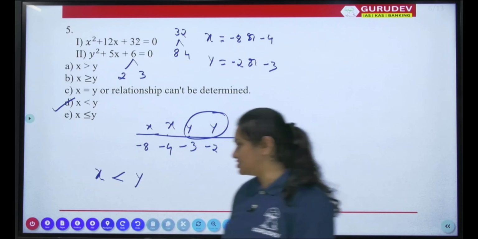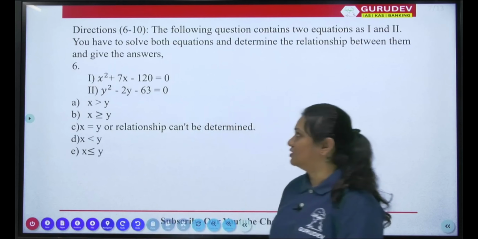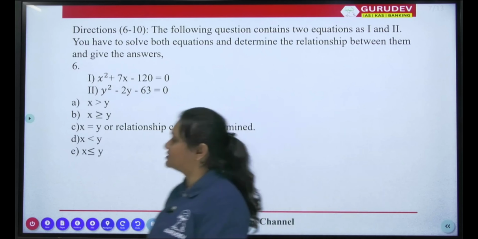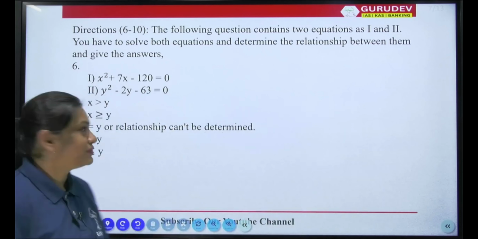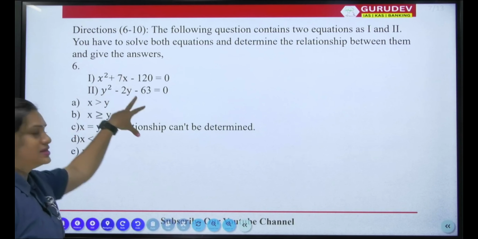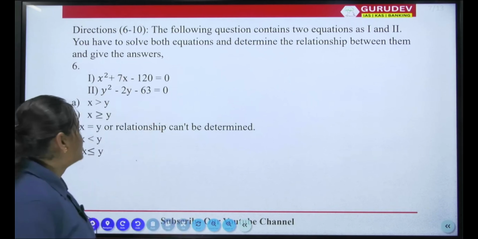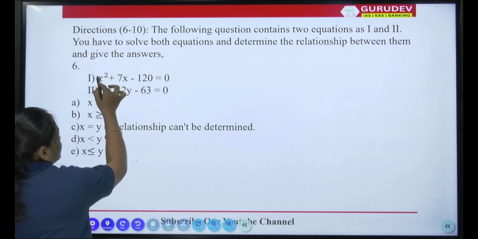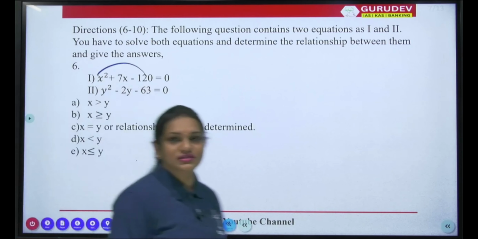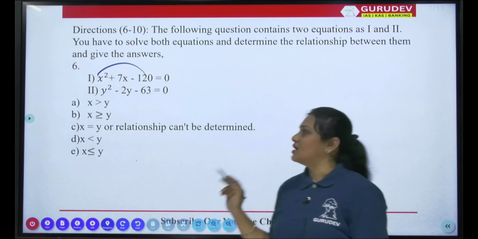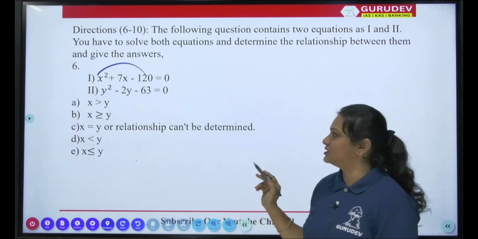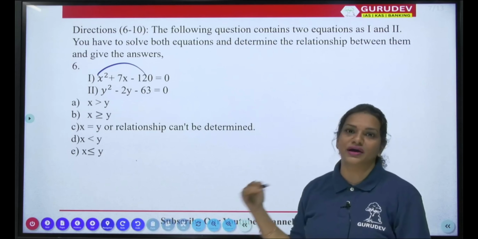So let's take question number 6. In case of question number 6, again the directions are the same. We have to solve these equations, and whichever is the correct option, that will be your right answer. Again the same concept. One more thing, guys: these questions were asked in previous years, which means similar patterns are asked.